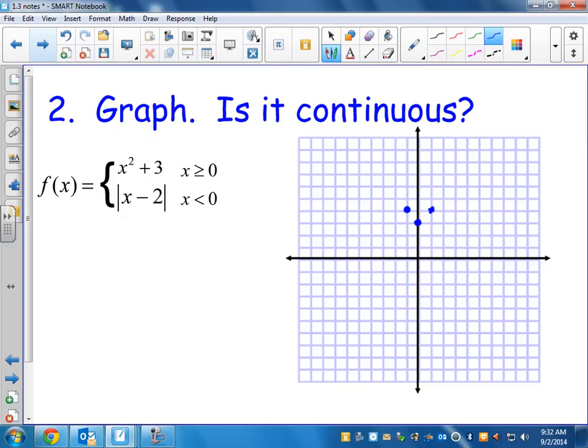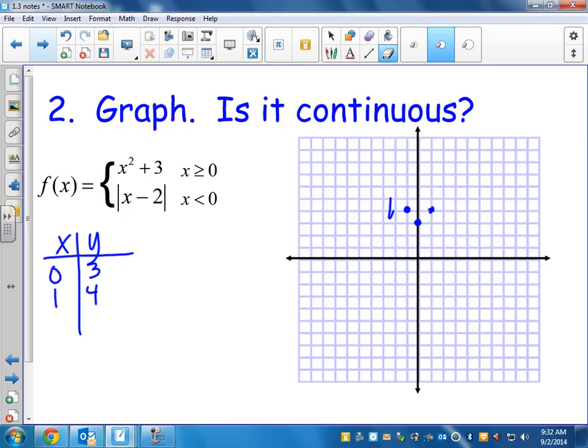But guess what? I could make an XY chart. I'm basically just plugging things in. If I plug in 0, I get 3. If I plug in 1, I get 4. And I'm going to, oh my gosh, what am I doing? I'm not graphing piecewise, am I? Which side should I be on? Right side. Erase this. Oh man.